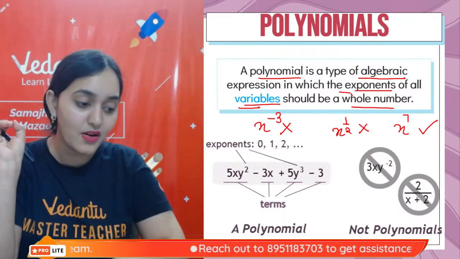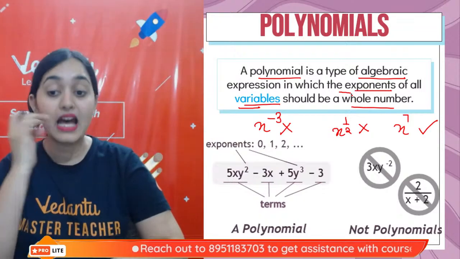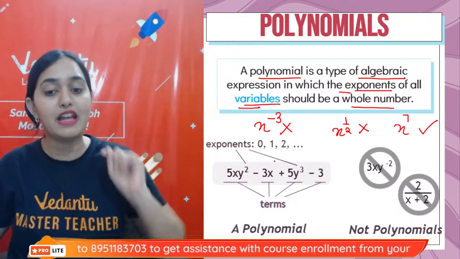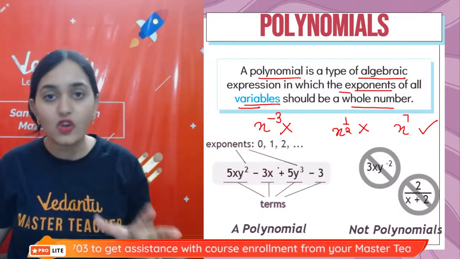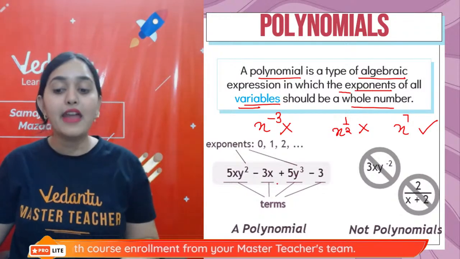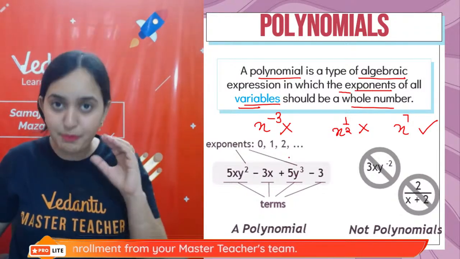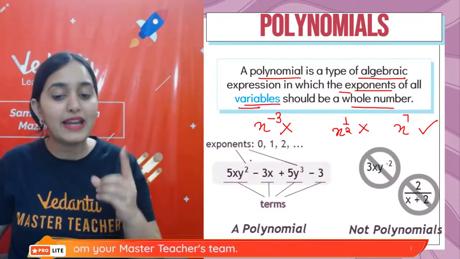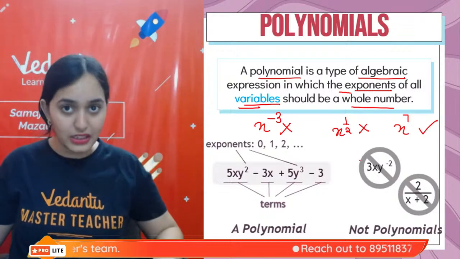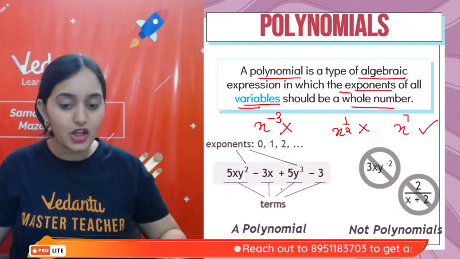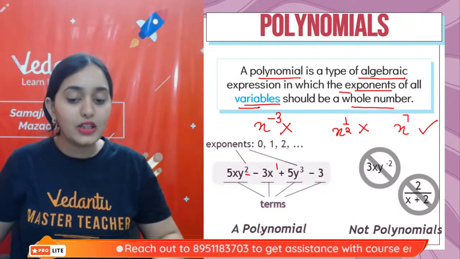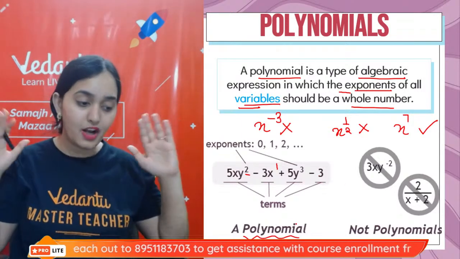Everybody understood now? Yes, the power should be a whole number. That is the correct definition of polynomials. Apart from this, there is no other correct definition of polynomials. Understood? Now, for example, I have an expression 5xy square minus 3x plus 5y cube minus 3. Is it a polynomial? Yes, it is a polynomial because the power is 2, 1, 3 and so on. So this is a polynomial having n number of terms.